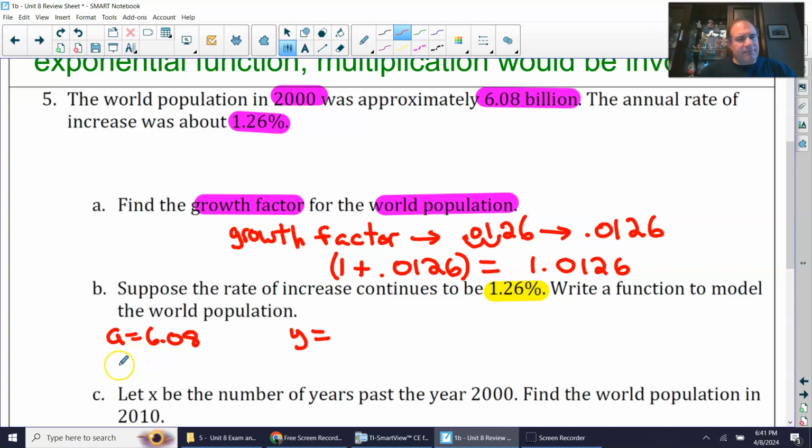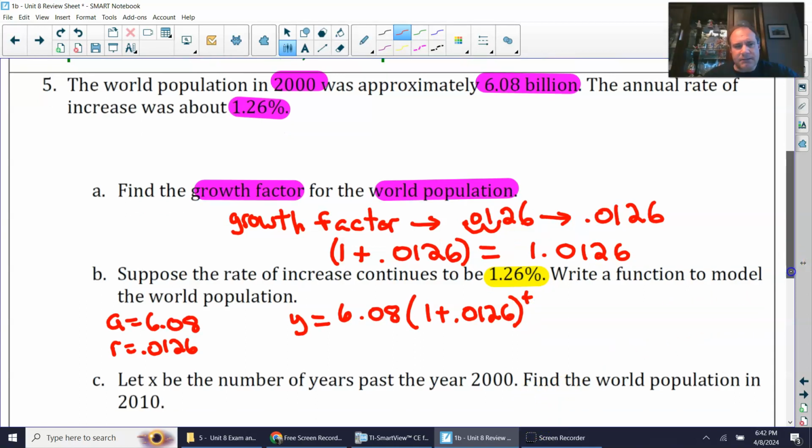What we're talking about, the rate, the R, was this amount. This R right here is 0.0126. So we're just going to put that in as the initial value first, which is the A, and then this is 1 plus 0.0126 to the x power or t power. All right, and that is that.